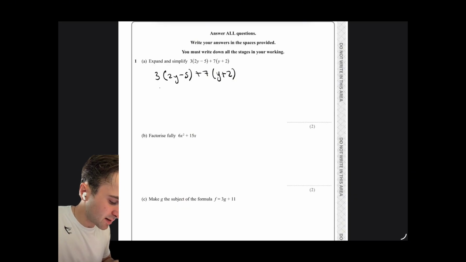So we're always going to times each term individually. We do 3 times 2y, which is 6y. Then 3 times minus 5. We're always looking to the left, so 3 times minus 5 is minus 15. And the same for the second bracket: 7 times y is 7y, and 7 times positive 2 is positive 14.